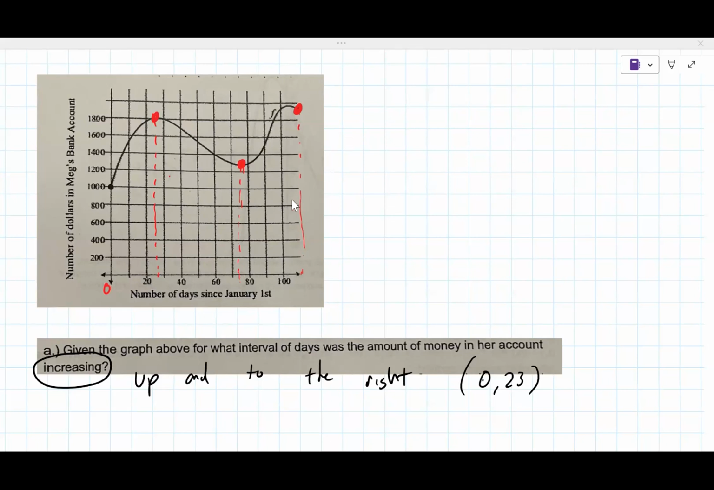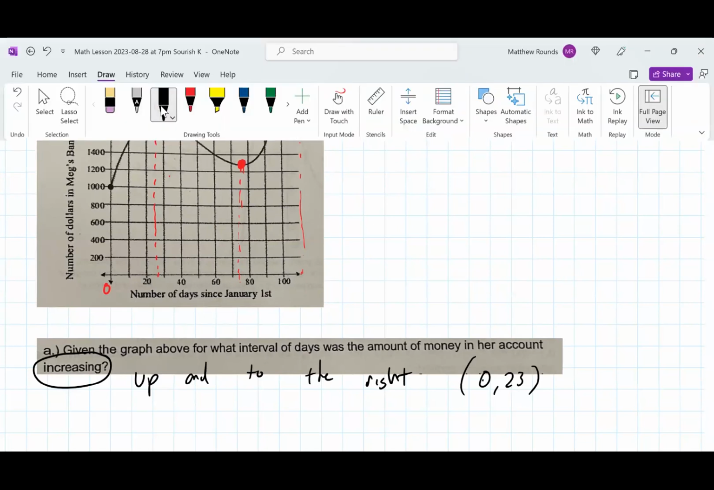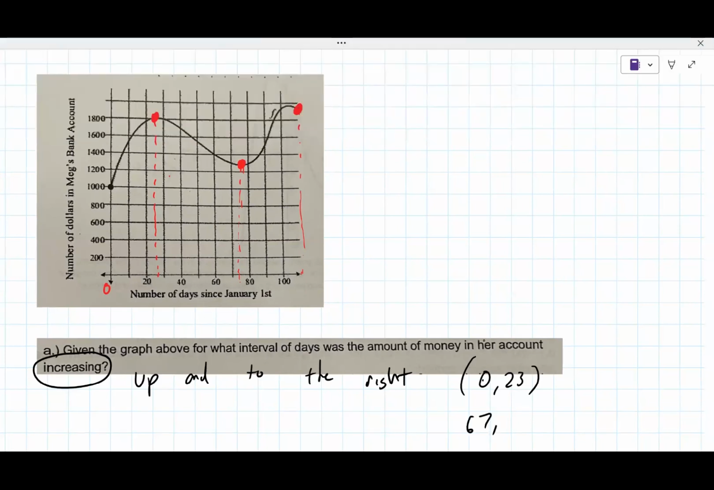67. Not 57, I said 67. 67 until what's the next one? What's the one over here? What is that roughly? That relates to 110. Okay, very good.